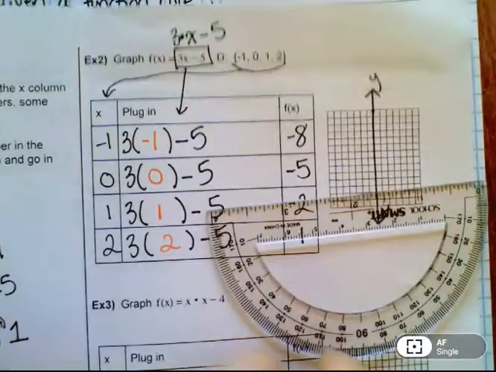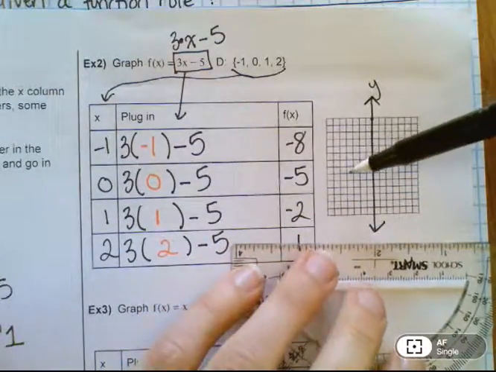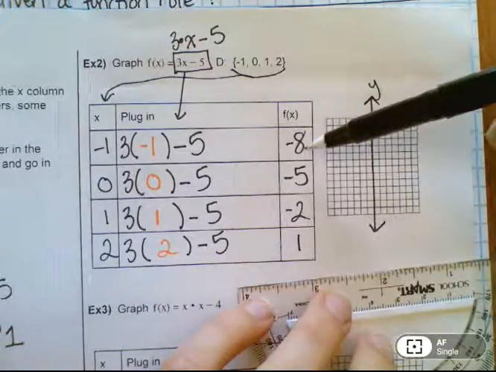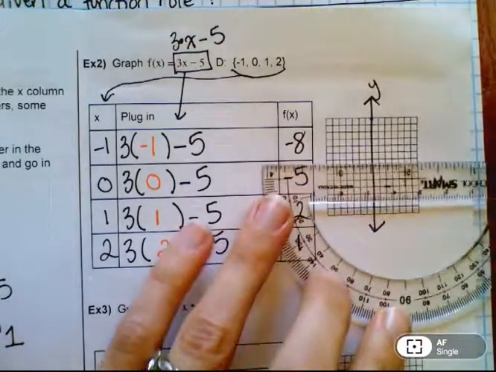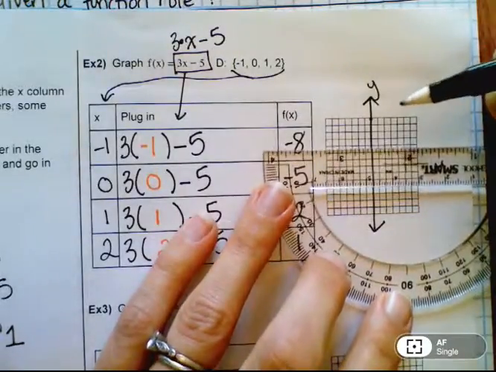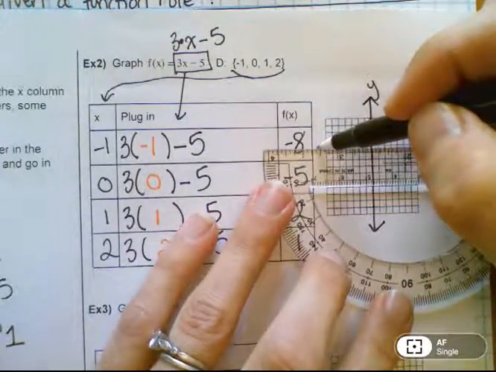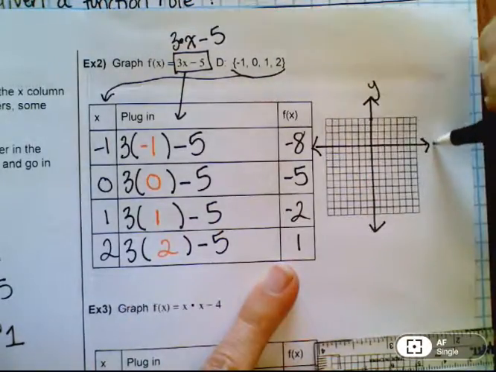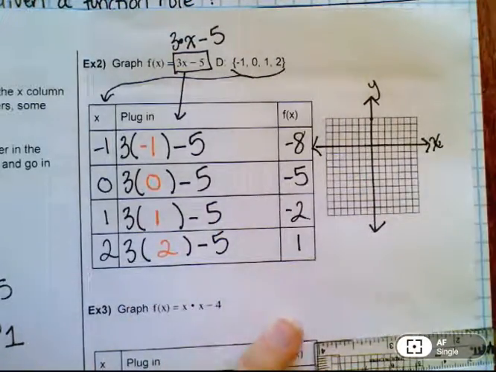Hold on. Okay. Now, for the x-axis, I'm going to be a little strategic. I want to be able to get all the way down to -8. So I'm going to put mine a little bit above the middle, just because I know that way I'll get everything to fit. Oops, that's x. Okay.